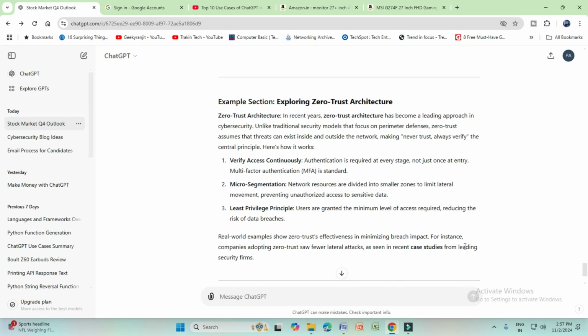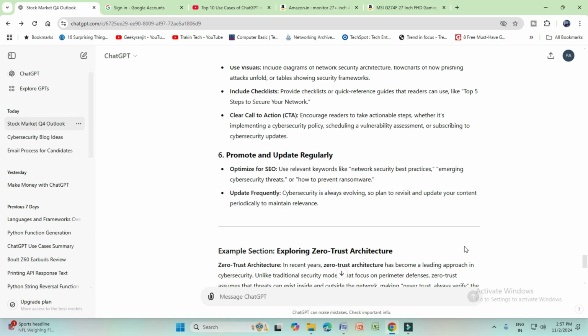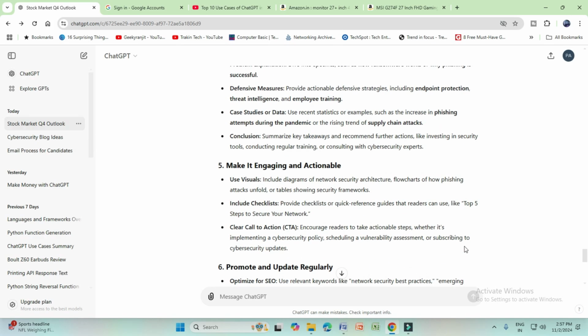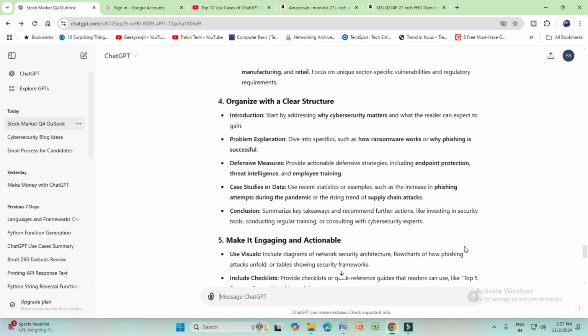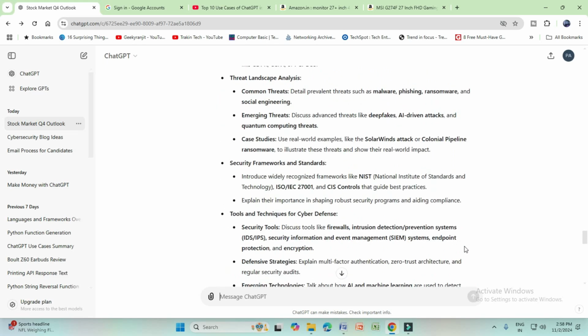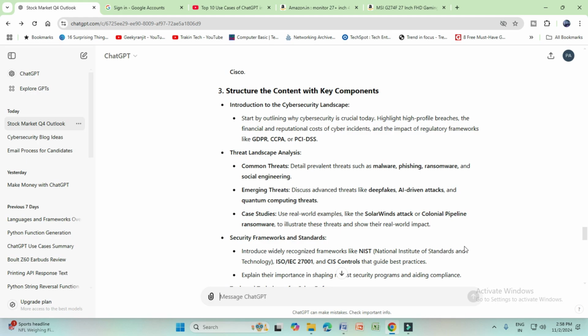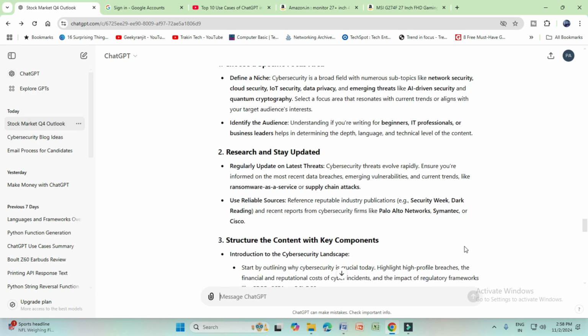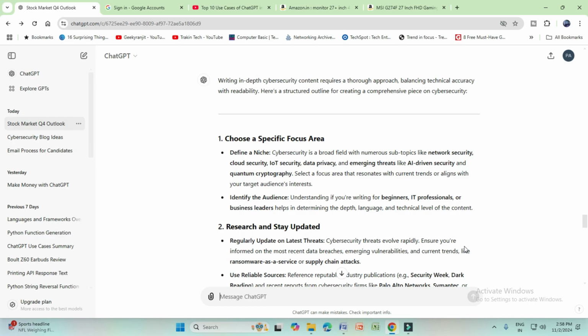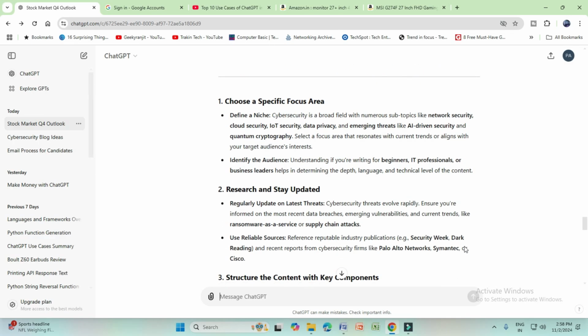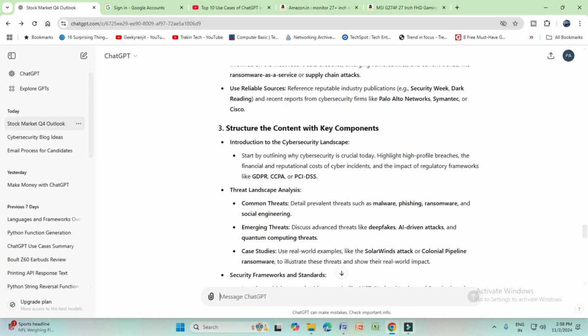You observe this. Exploring zero trust architecture, prompt and update regularly, make it engaging and actionable, organize with clear structure, structure the content with the key components, research and stay updated, choose a specific focus area. All of these are given. Another, you can also do content writing.